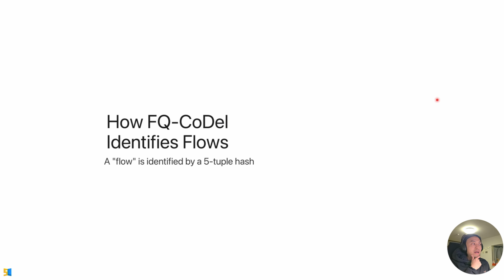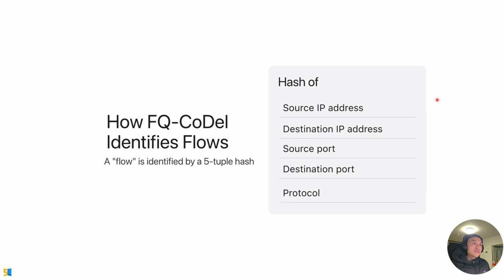So, how is a flow, or that queue, identified or created? It's created by using a 5-tuple hash. A hash of source and destination IP address, source and destination port, and then protocol. This combination will make one queue or one flow, right?